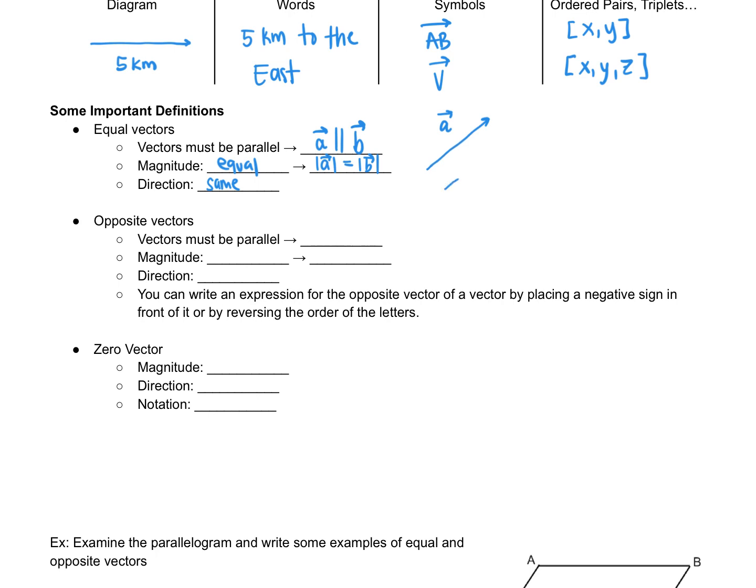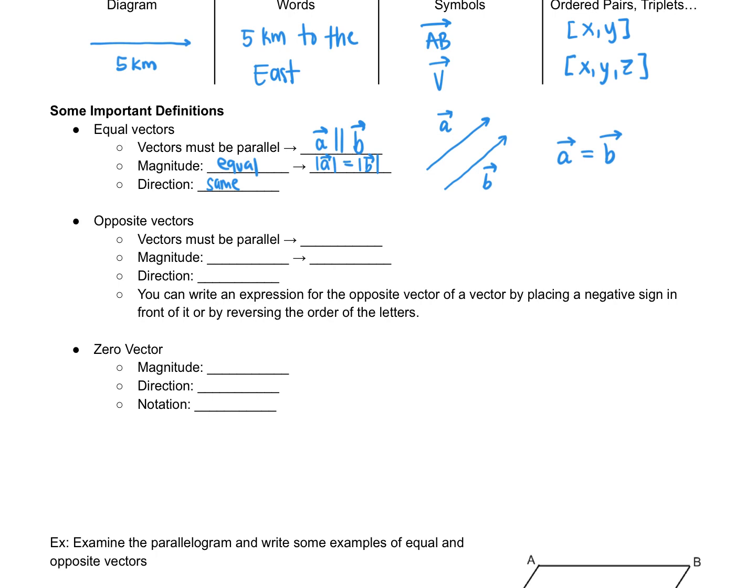Vector B is equal to vector A if I copy paste the vector. The size is the same, the direction is the same, parallel, and everything. These are equal vectors. And we can say vector A equals vector B.